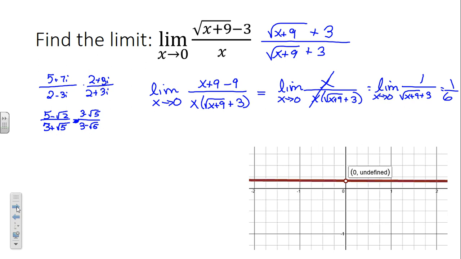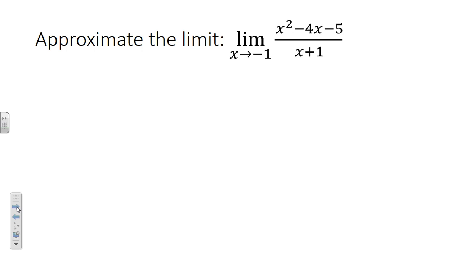Kind of boring. Flatlined at 1/6, right? Only undefined there when x is 0. All right, questions on this one? We're good? All right, how about this one?